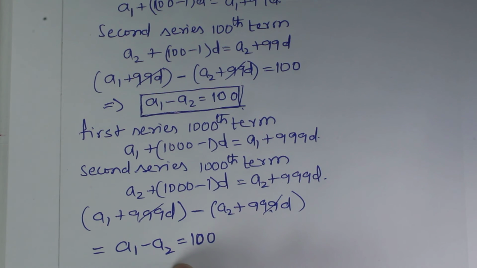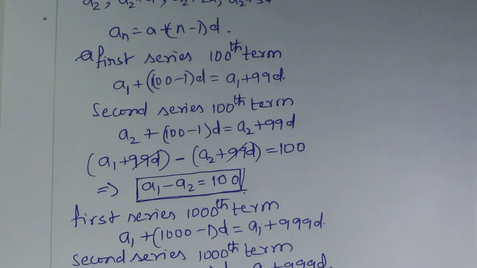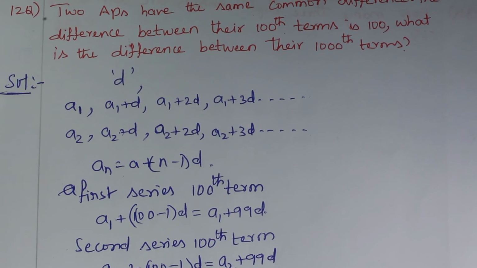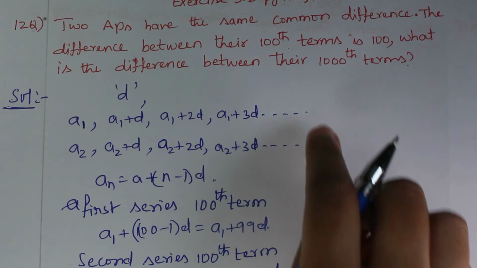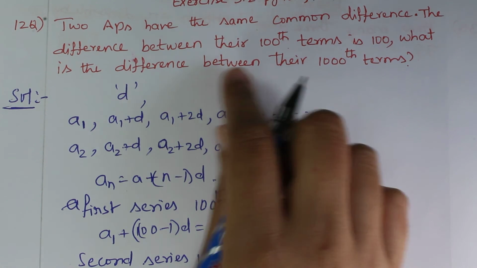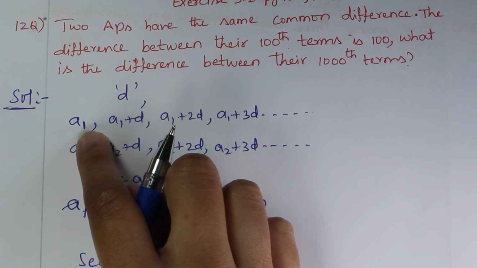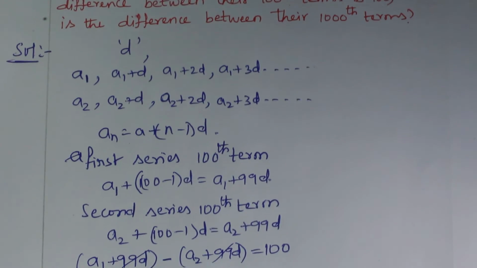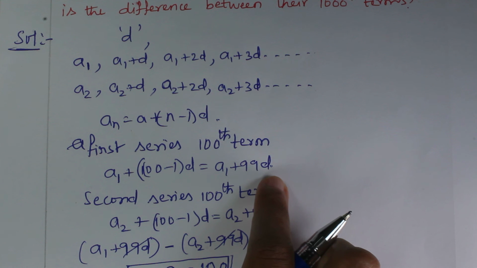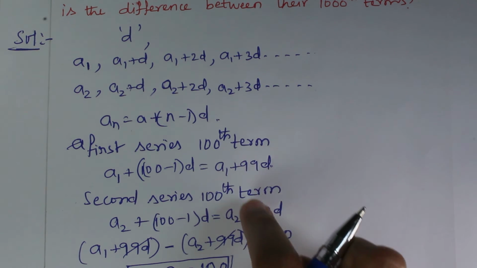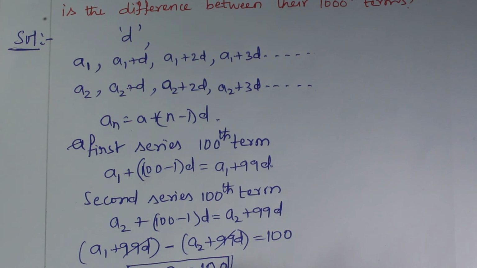I'll explain the problem once again. He has given two arithmetic progression series with the same common difference, and the difference between the 100th terms is 100, and we have to find the difference between their 1000th terms. Let us assume the common difference to be d, the first series starts from A1 and the second series starts from A2. A1 plus 99d is the 100th term of the first series, and A2 plus 99d is the 100th term of the second series. The difference between the two terms, A1 minus A2, has become 100.